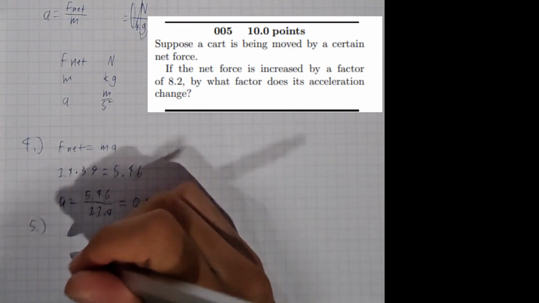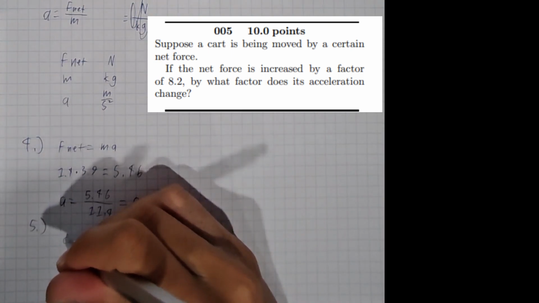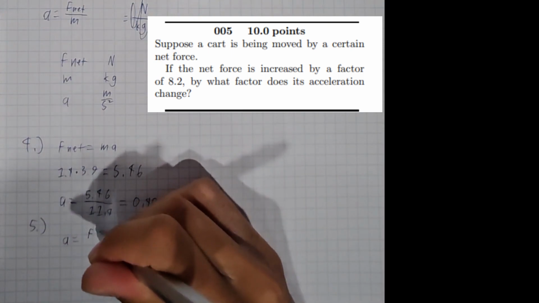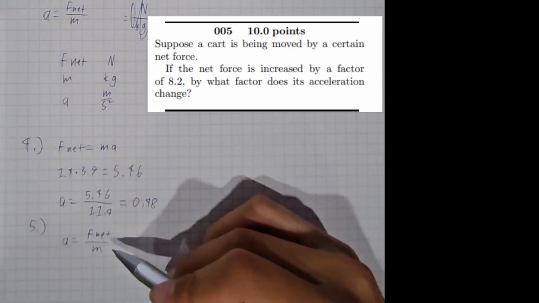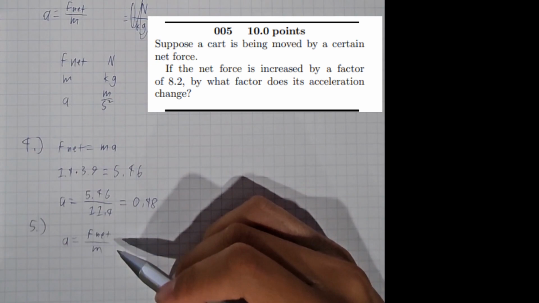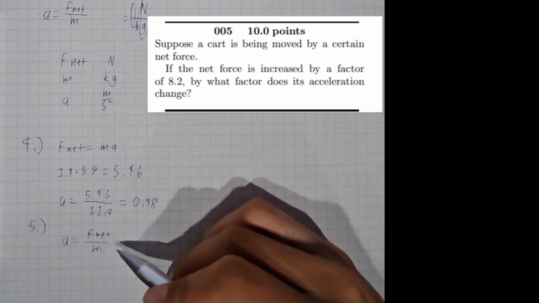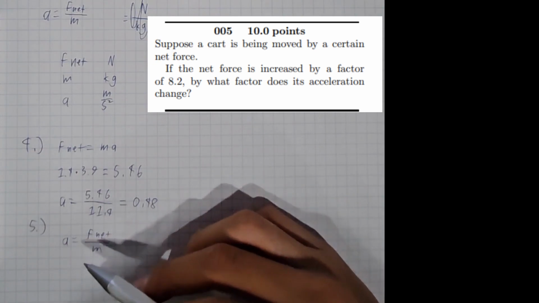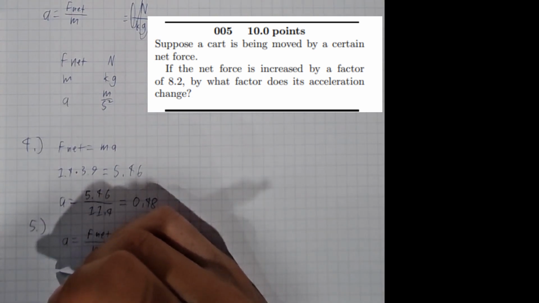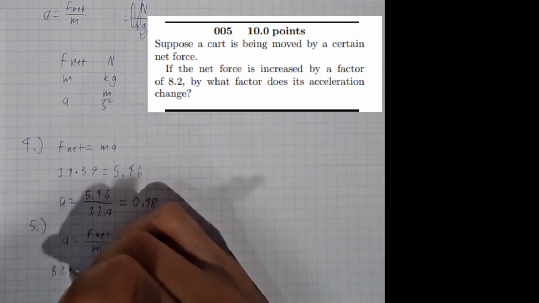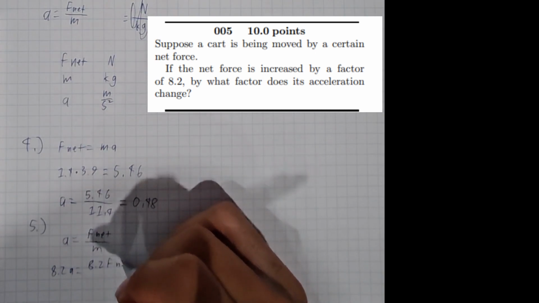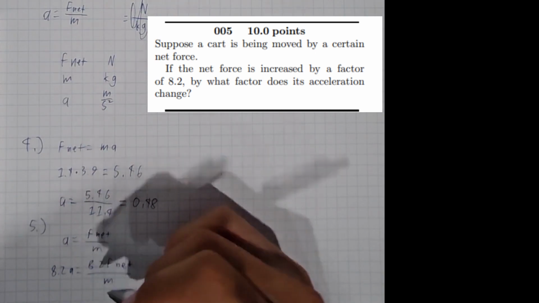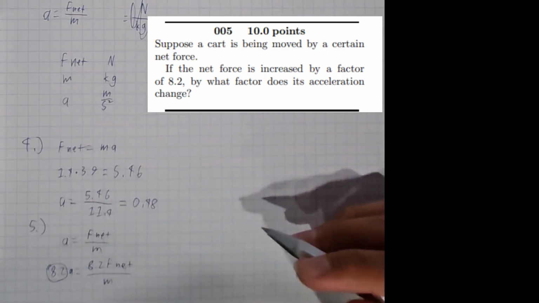Okay, now for question 5. So we take this initial equation, A equals F net over M. If this force is multiplied by 8.2, then in order for this equation to stay true, both sides have to be multiplied by that, which means that 8.2A equals 8.2F over M, which means that 8.2 is going to be the answer.